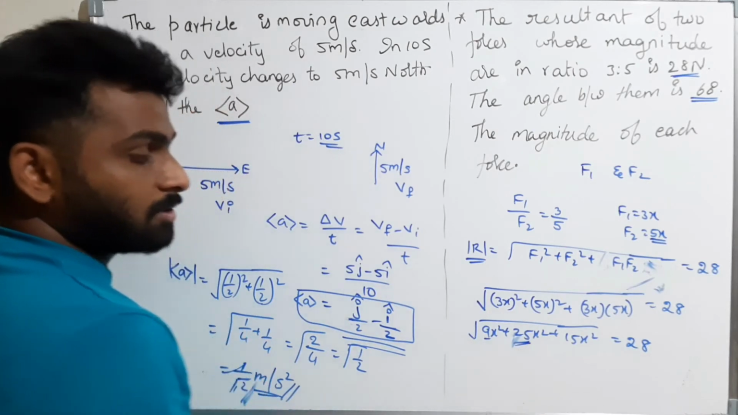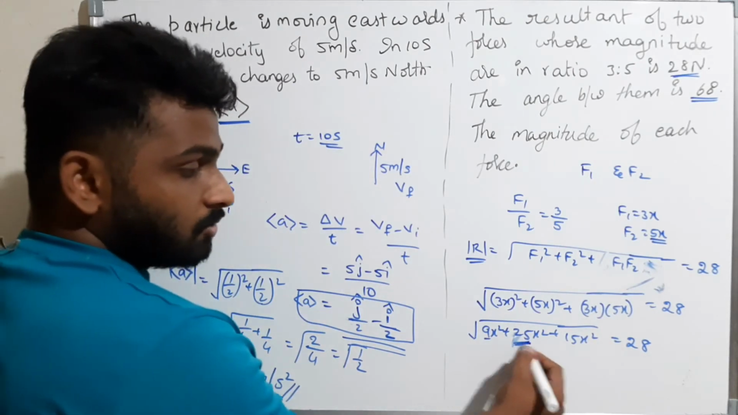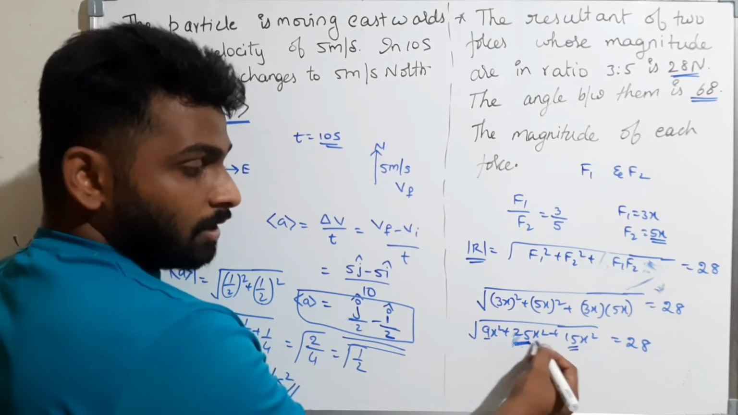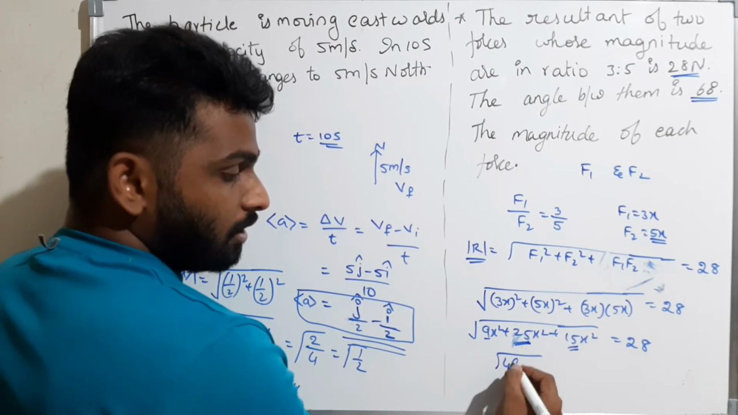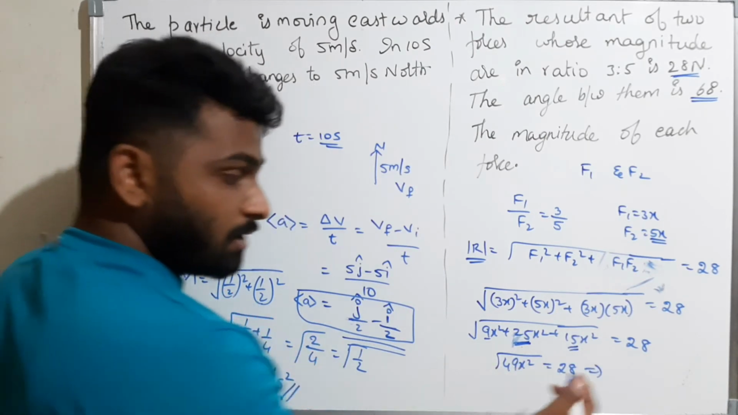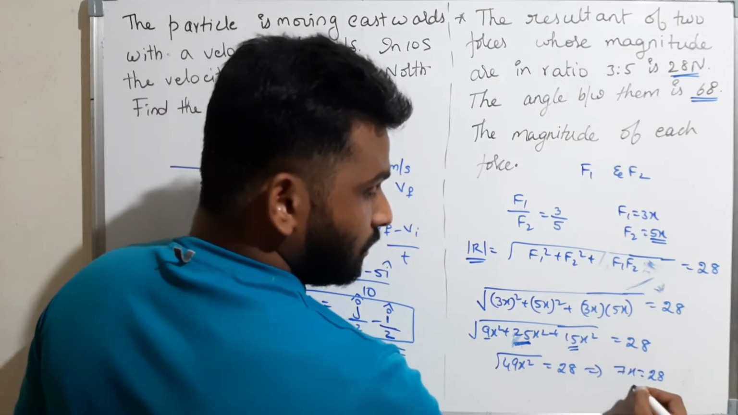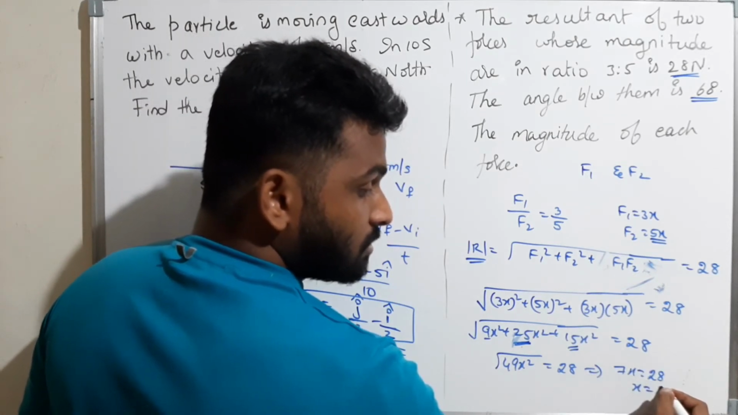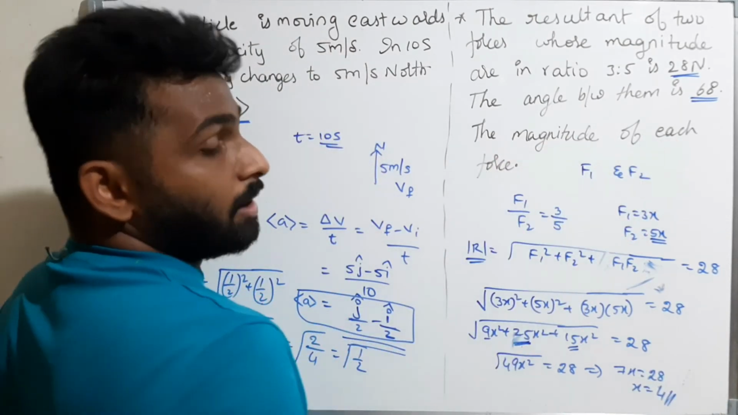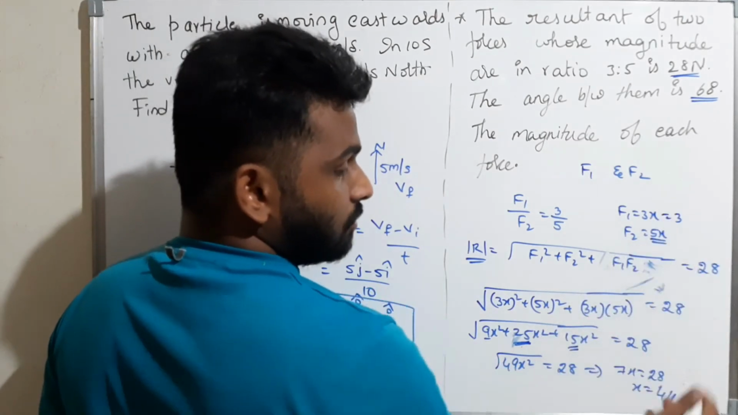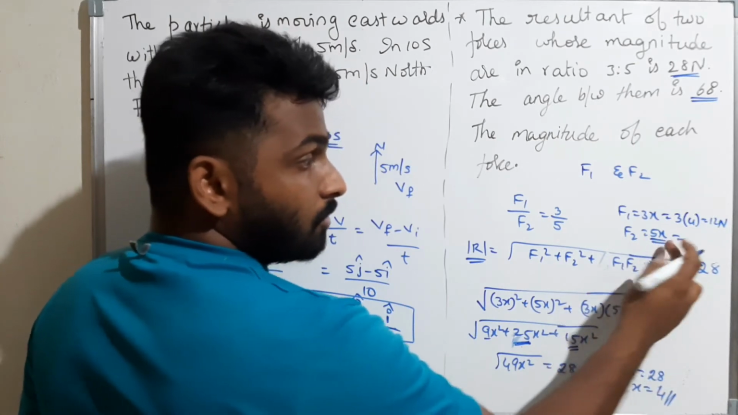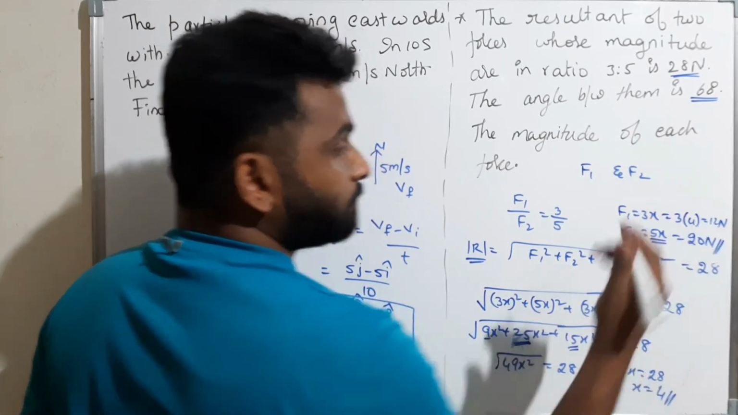9 plus 25 plus 15. 15 plus 25 is 40, plus 9 is 49. That is 49x square is equal to 28. Therefore, the square root of 49 is 7, so 7x is equal to 28. Therefore, x is equal to 28 by 7, which is 4. Therefore, find the magnitudes of each force. F1 is 3x, 3 into 4, which is 12 newtons. And F2 is 5 into 4, which is 20 newtons.